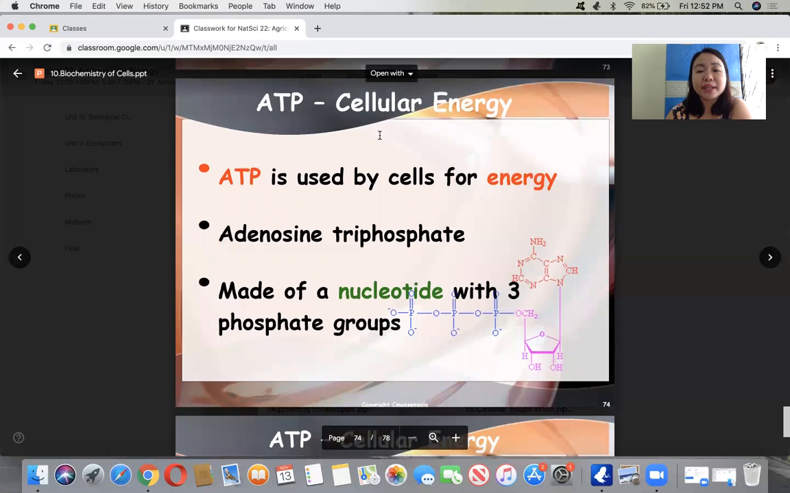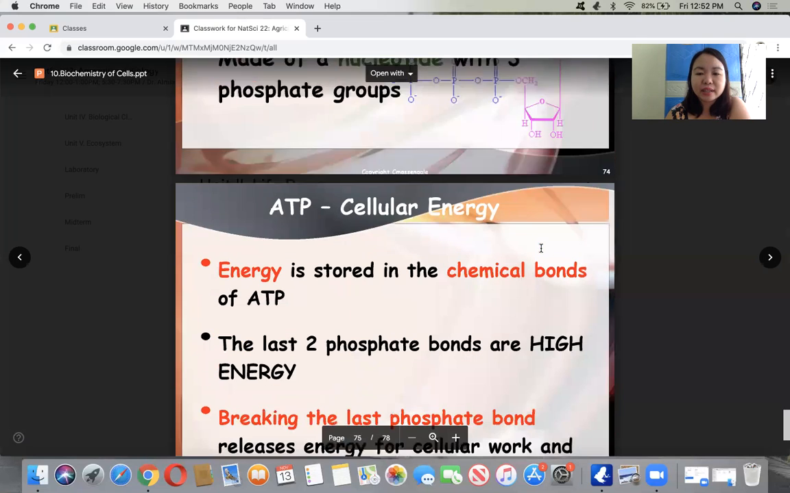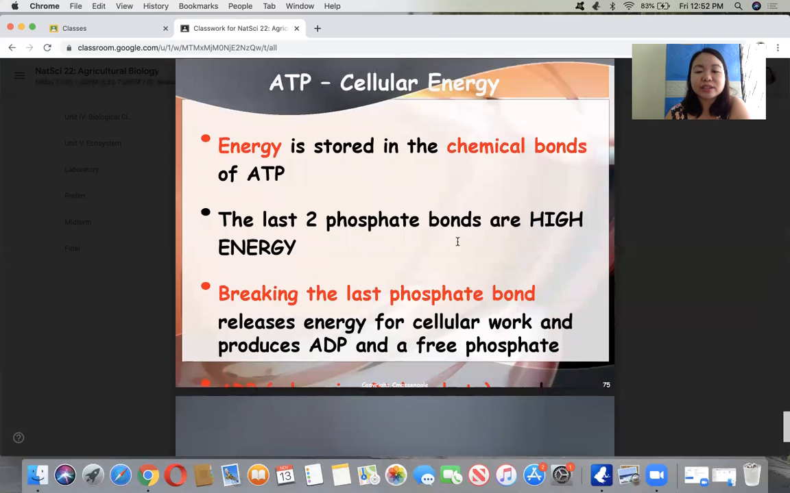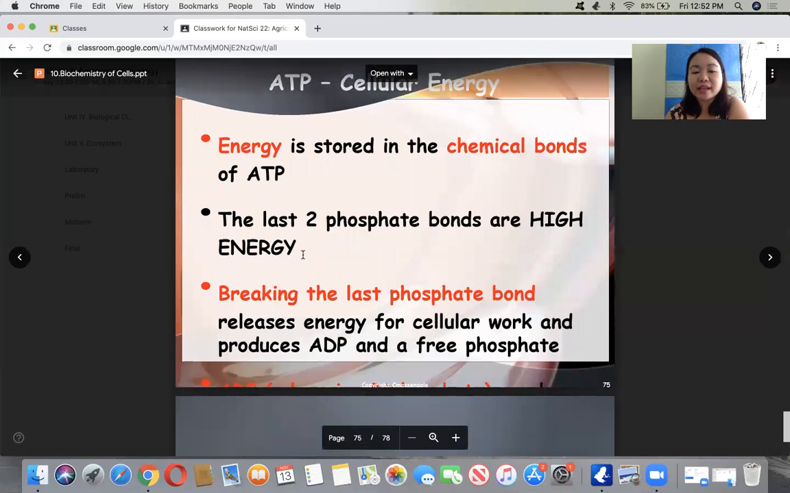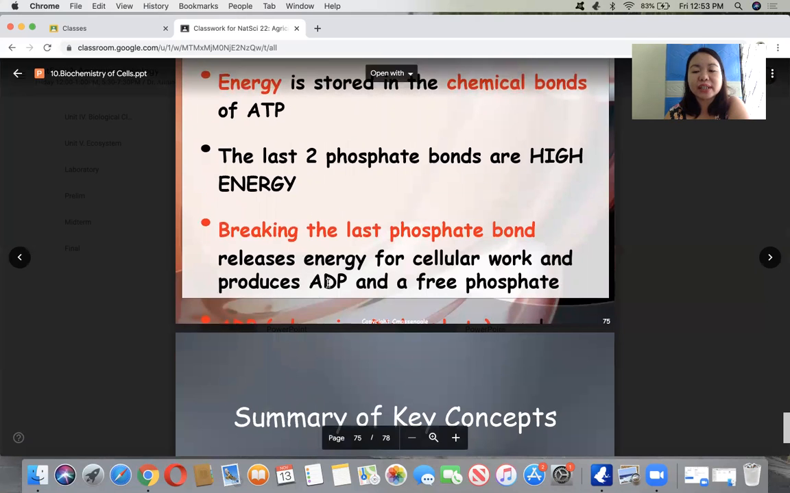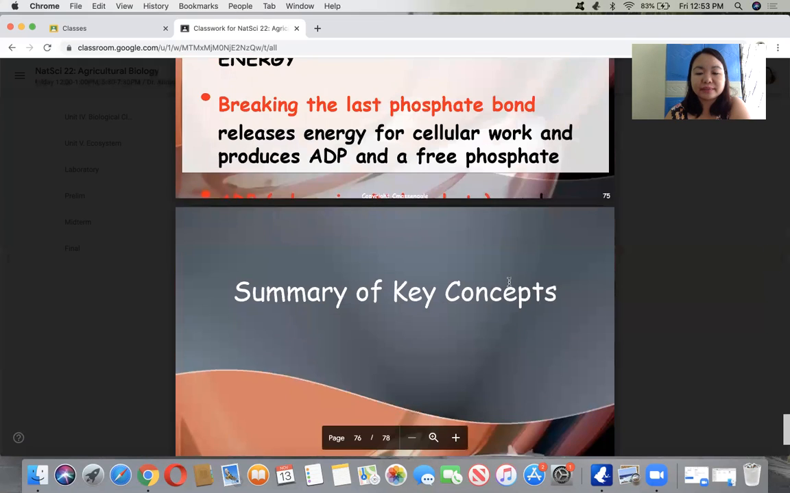So ATP is used by cells for cellular energy, and we call it adenosine triphosphate, which is made of the nucleotide with 3 phosphate groups. So energy is stored in the chemical bonds of ATP, and the last 2 phosphate bonds are high energy. Breaking the last phosphate bond releases energy for cellular work and produces adenosine diphosphate and free phosphate.